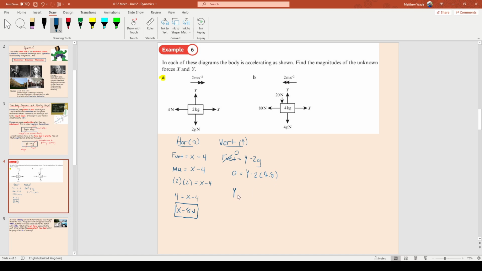Which means Y is just 2 times 9.8, which I think is 19.6. Should I confirm that? I think it's 19.6. Yeah, it is, because it's 0.4 less than 20. Yep. So there you go. Bish, bash, bosh. Okay. What I want you to do right now, my buddies, all on your own, all by yourselves, is pause the video and try B. And yeah, go. See if you can do it.